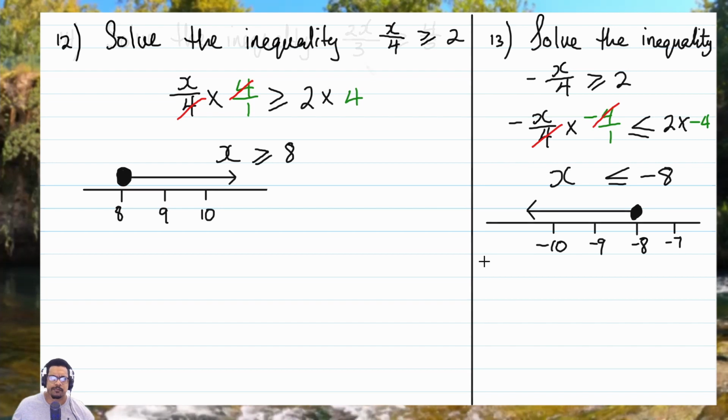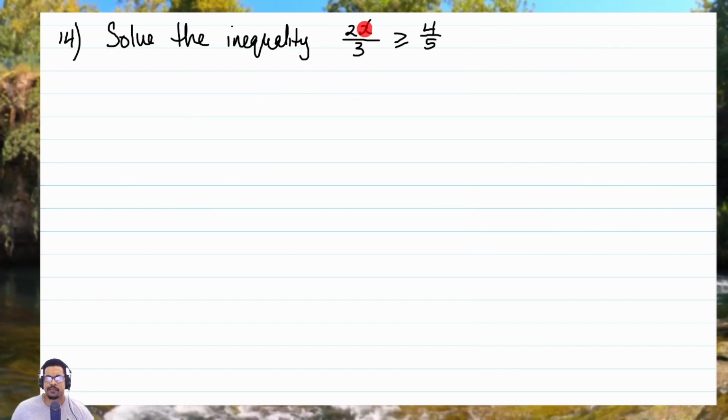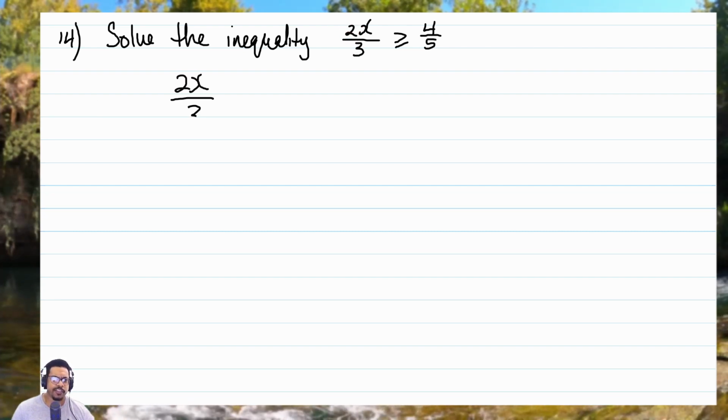So here I have to solve this inequality where I have 2x divided by 3 is greater than or equal to 4 divided by 5. So in order to get this x by itself, I have to get rid of this 2 and this 3. So if I multiply by 3, I'll get rid of this 3. And if I divide by 2, I'll get rid of this 2. So I'll have 2x over 3 multiplied by 3 as the numerator and 2 as the denominator, so that this 3 will cancel with this 3, and this 2 will cancel with this 2. Therefore, I'll get x by itself.